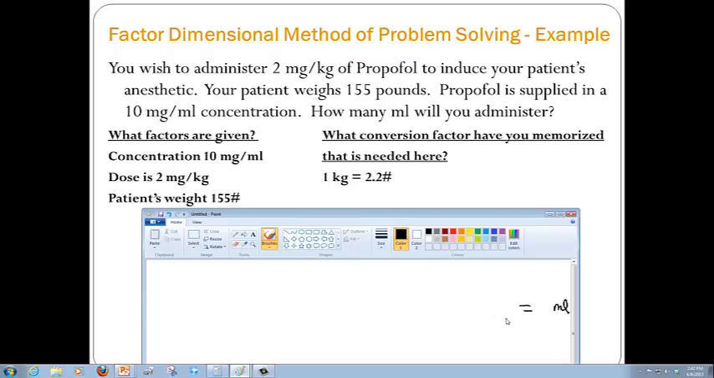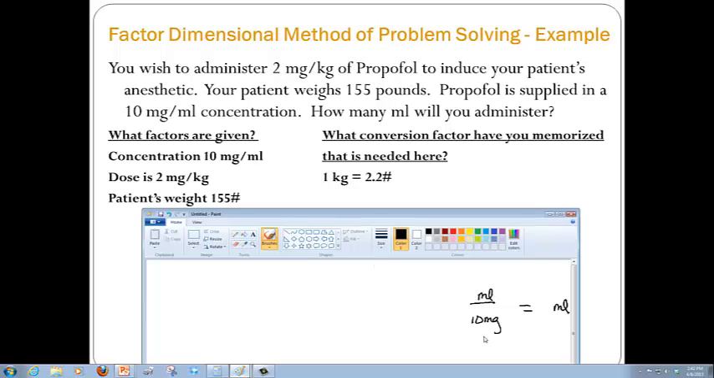So let's go up into our givens. Where do we see milliliters? Right here, 10 milligrams per milliliter. We know that the milliliters needs to be in the numerator. All right. We know that there are 10 milligrams in every milliliter of propofol. How is it that we can insert this factor upside down? Up here, the milligrams are on the top and the milliliters are on the bottom.